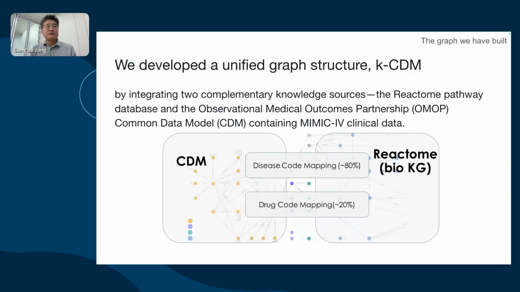We have developed a unified graph structure, KCDM, by integrating two complementary knowledge sources, the Reactome pathway database and the Observational Medical Outcomes Partnership common data model, which is OMOP CDM, containing MIMIC-IV clinical data. And we bridged these two data sets by mapping the ontologies.